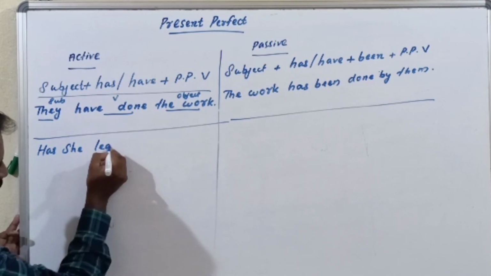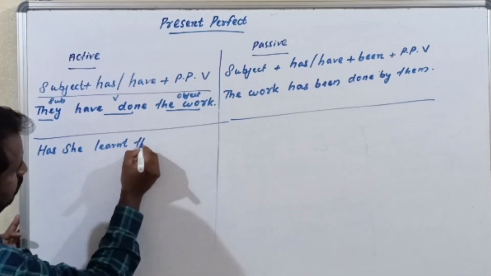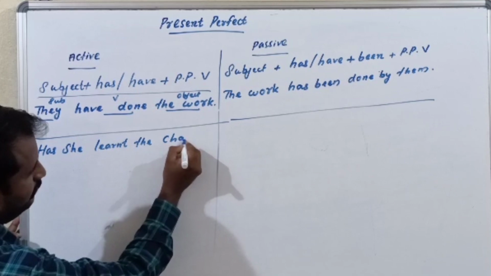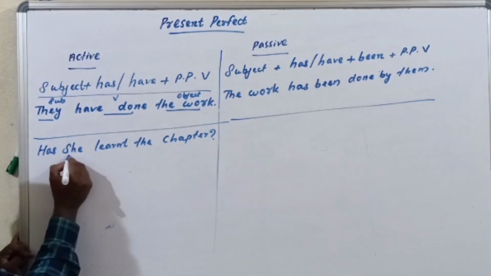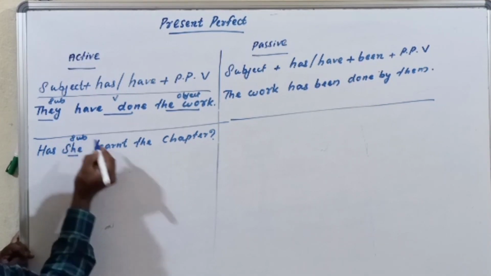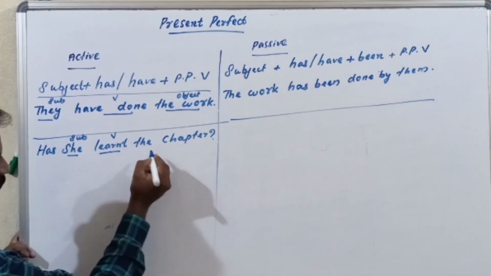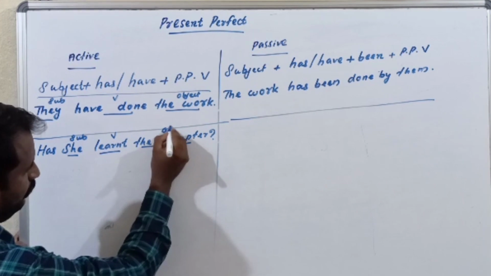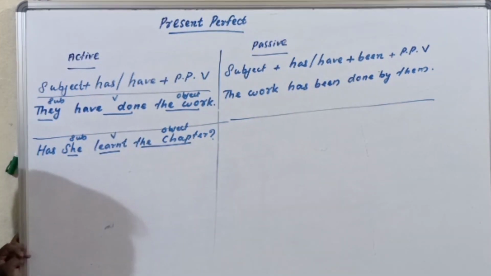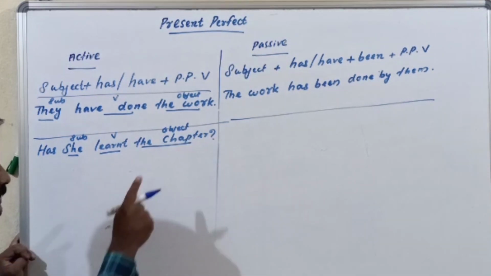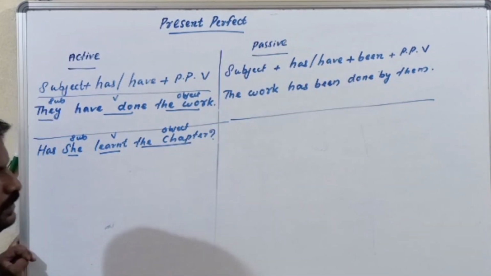Okay, let us go for one more example, an interrogative one. Has she learned the chapter? Here the subject is she, and learned is the verb. The chapter becomes the object.